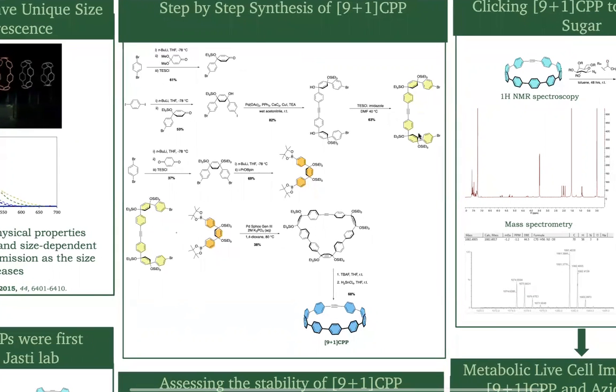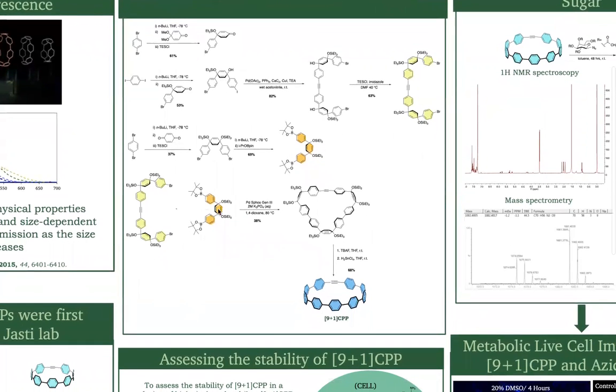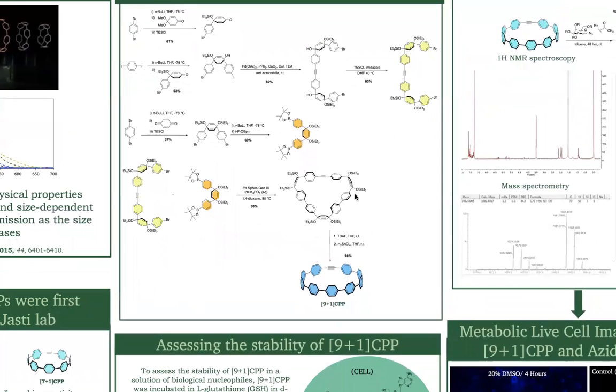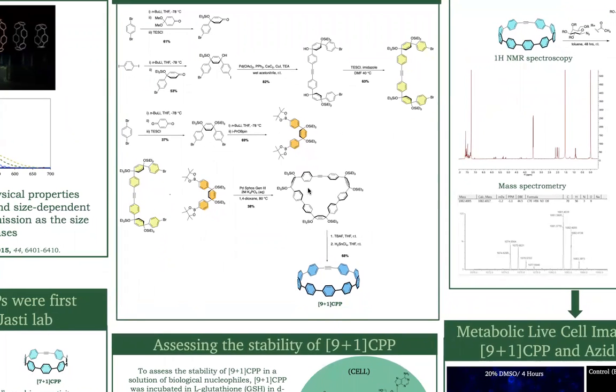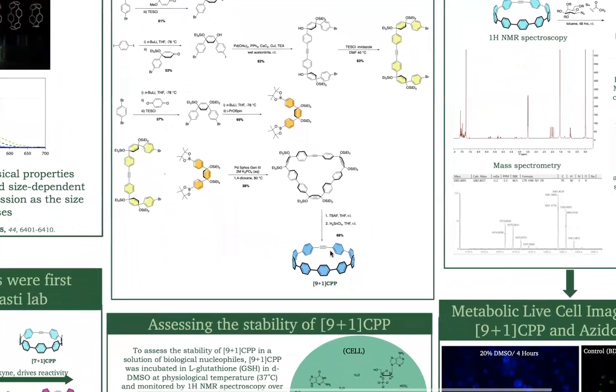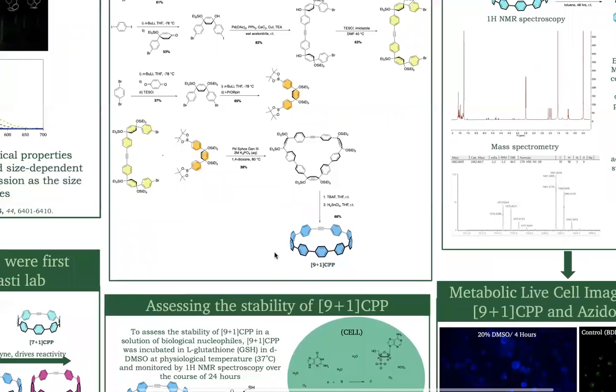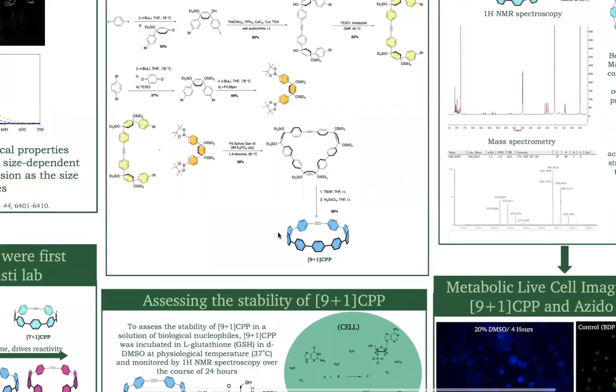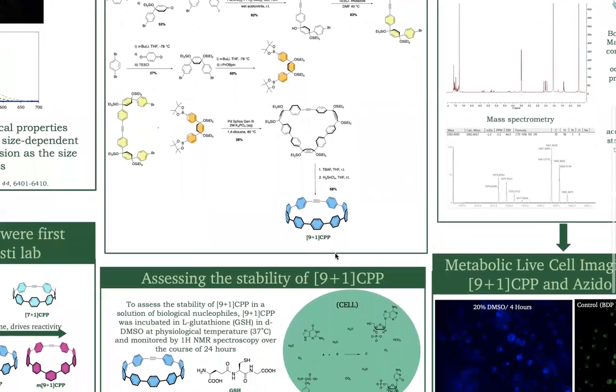And I created two coupling partners. I then subjected my coupling partners to a Suzuki cross-coupling reaction, and I formed what we call a macrocycle, which is very similar to a CPP, but it still has these large bulky groups, and it's not aromatic, obviously. And so I removed those groups and aromatized the molecule to form the 9+1 CPP.